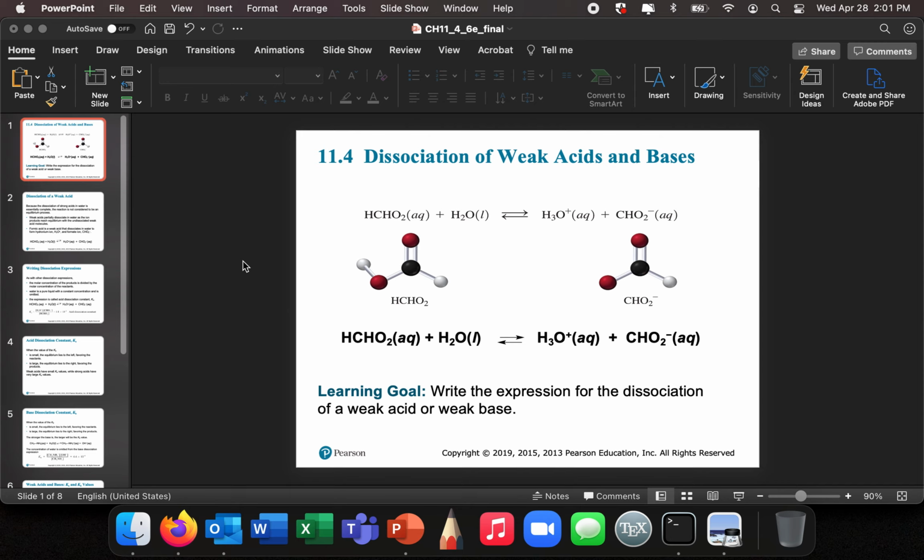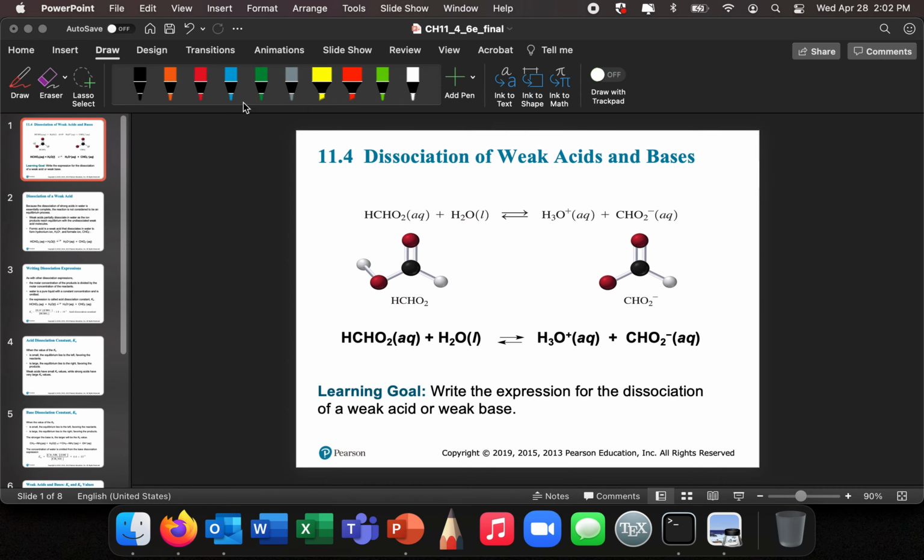Okay, so we're going to talk about the dissociation of weak acids and bases now. In a previous conversation, we said that strong acids and bases only go one way, right? So if this were a strong acid, what is this? Formic acid? If this were a strong acid, it would dissociate, like donate an H plus to H2O, right? And it would go all the way, 100% all the way. That's what we said in a previous conversation.